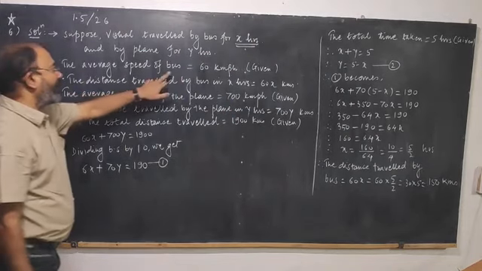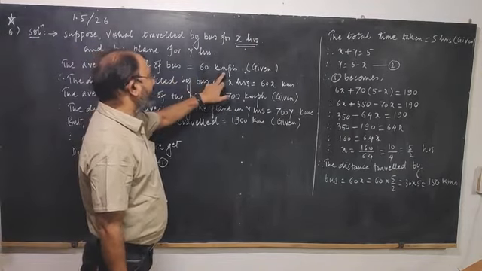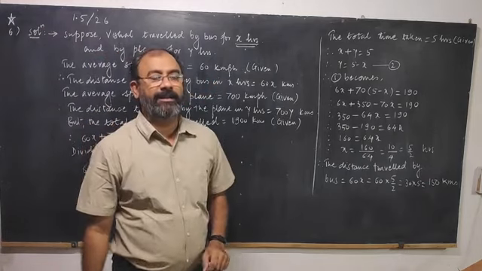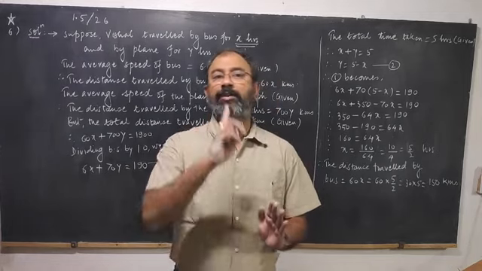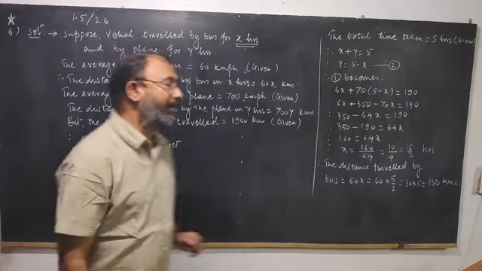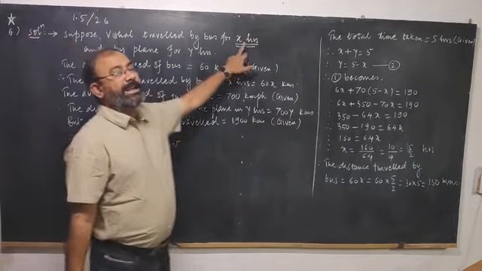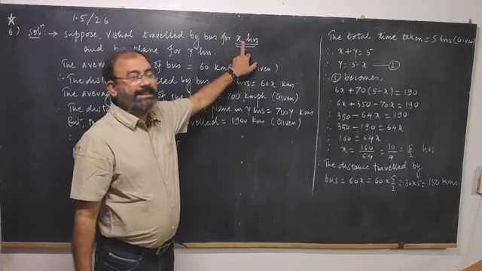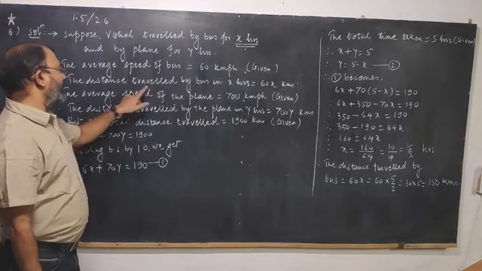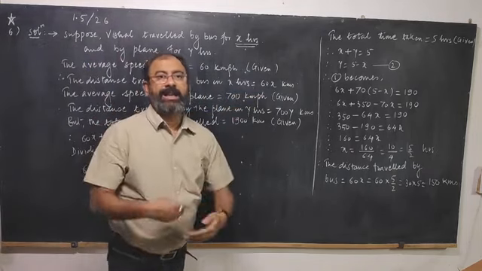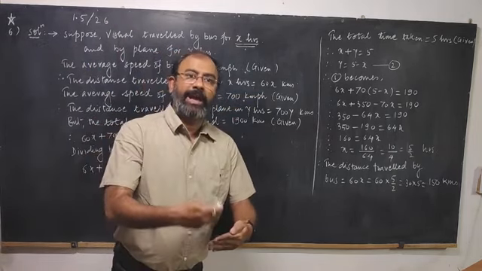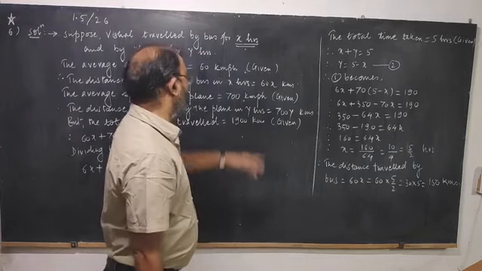The average speed of bus is 60 kilometers per hour. What is the meaning? 1 घंटे में 60 किलोमीटर वो ट्रैवल करती है. ठीक है बस. अब कितने घंटे बस ने ट्रैवल किया? x hours. So therefore the distance traveled by bus in x hours will be 60x. 1 घंटे में 60 किलोमीटर तो x घंटे में 60x किलोमीटर.